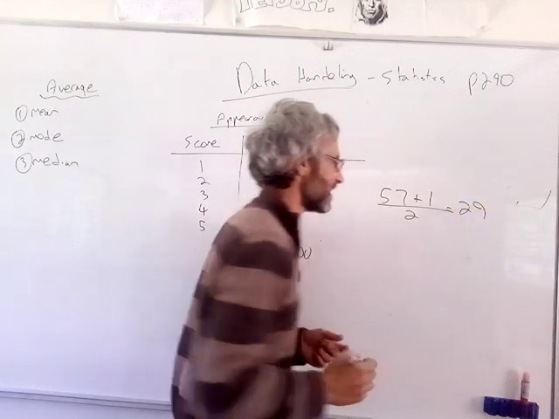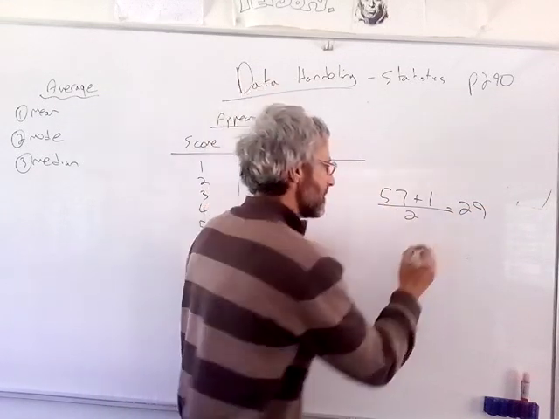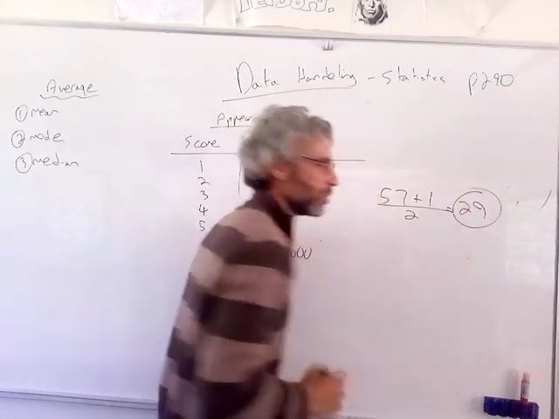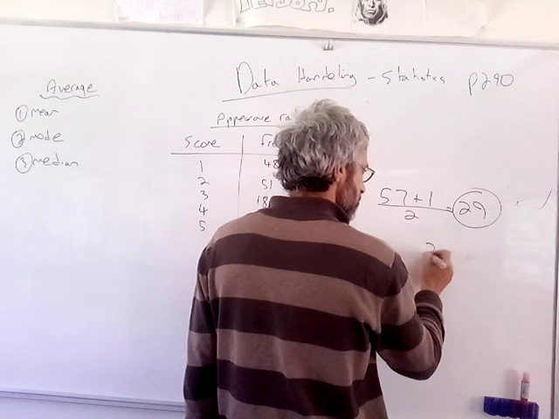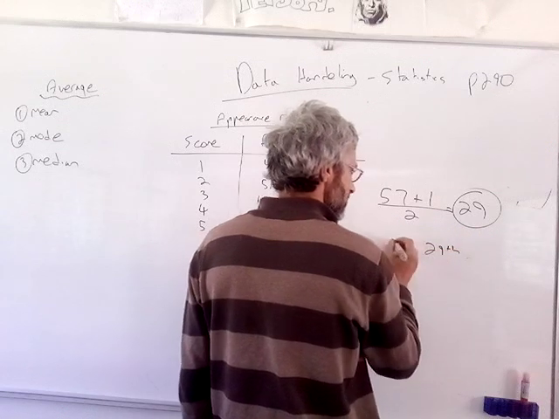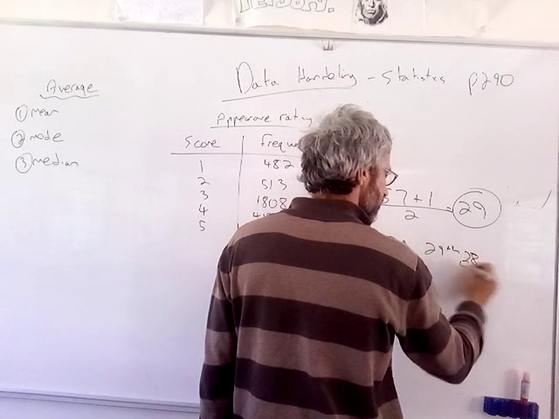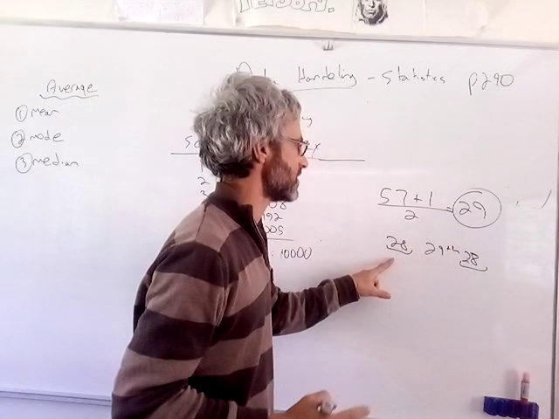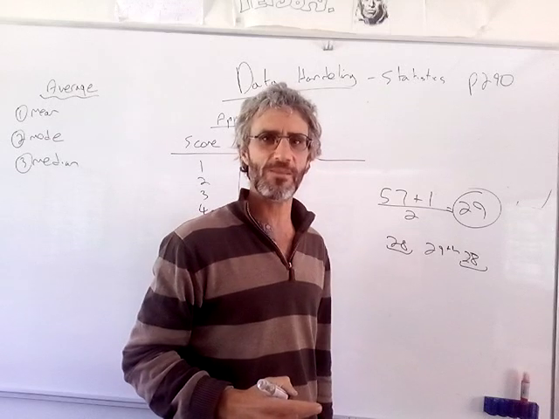Is that 29? Okay, 58 divided by 2 is 29. So the median is going to be number 29. Let's check that out to make sure. The 29th means there's going to be 28 before that and 28 after that. 28 plus 28 is 56, and the 29 sits nice and snug in the middle.